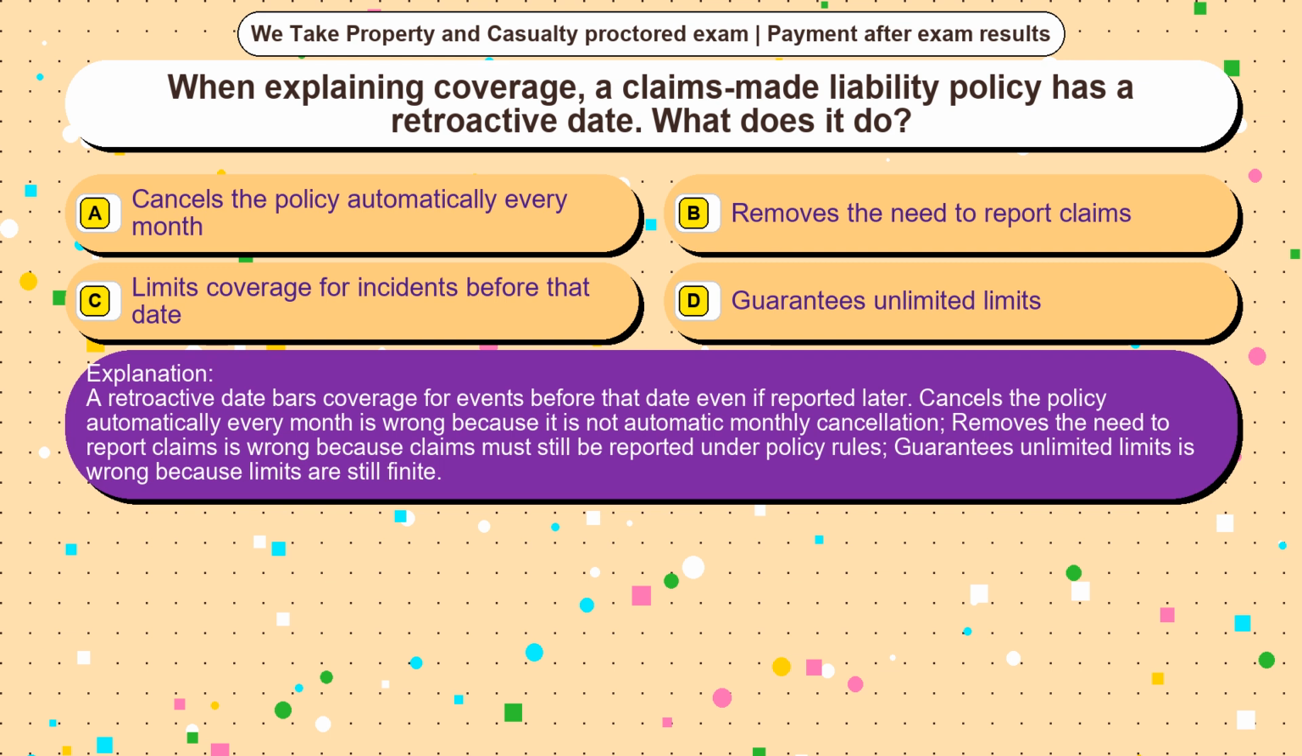Cancels the policy automatically every month is wrong because it is not automatic monthly cancellation. Removes the need to report claims is wrong because claims must still be reported under policy rules. Guarantees unlimited limits is wrong because limits are still finite.